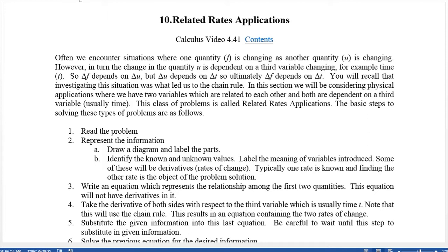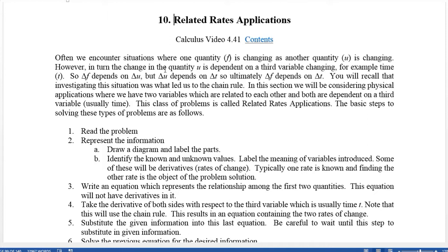Now, basically the idea here is we're going to come up with a relationship between two different rates of change. So we often find a place where we have some quantity, let's say F, is changing as another quantity, say U, is changing, but in turn the quantity U is dependent on a third variable changing, usually time, say T. So delta F depends on delta U, but delta U depends on delta T, so ultimately delta F depends on delta T. So both F and U are changing with respect to time.